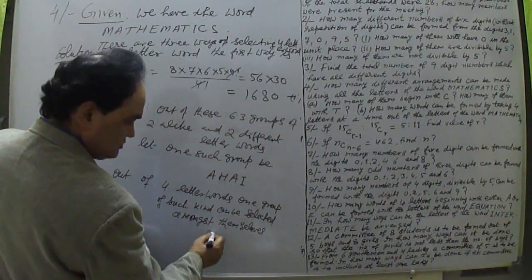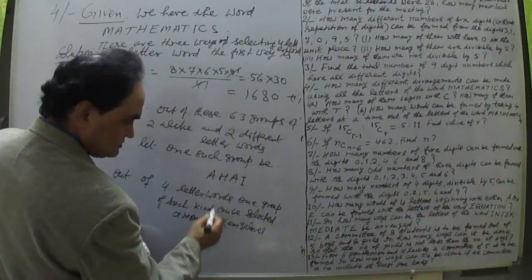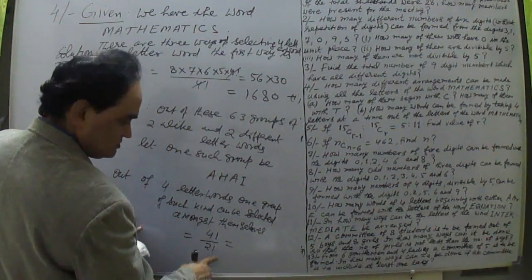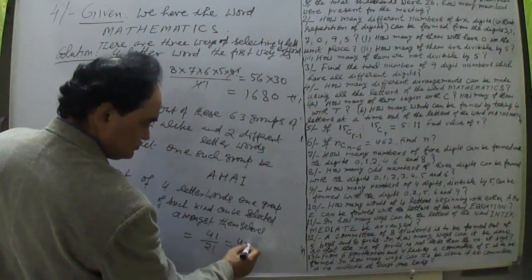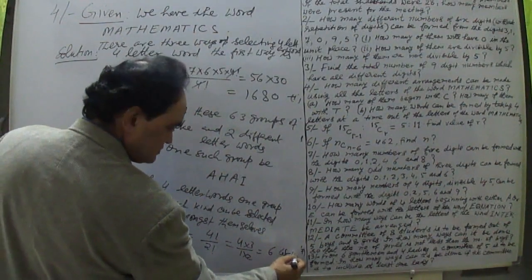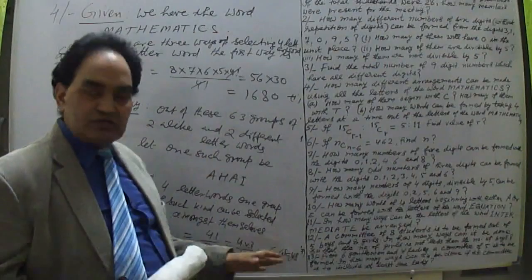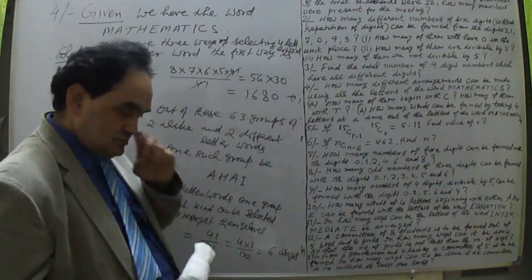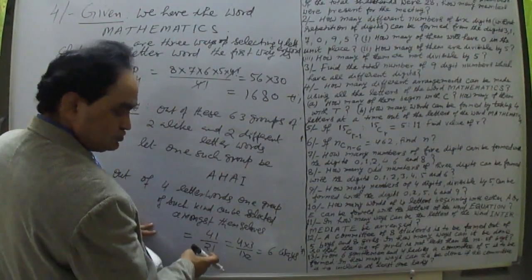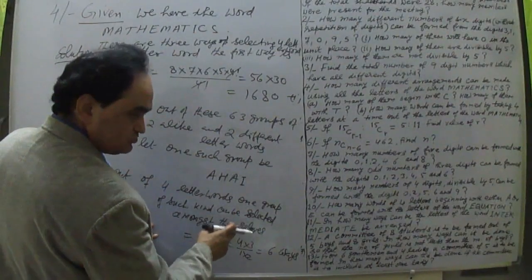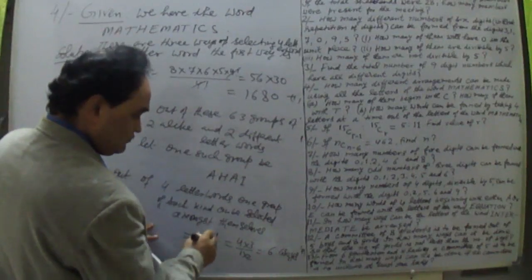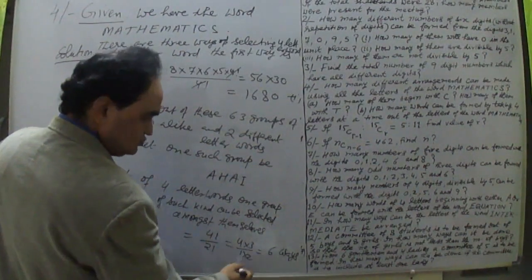So out of these 4 letter groups, because 2 letters are repeated, this is a repeated word. Okay, so how many words are there? This is 4 into 3 upon 1 into 2, that means 6 ways. So total 6 types of such groups can be selected. Put here 12 upon 2. Okay, this is 4 factorial upon 2 factorial. That means 4 into 3 upon 1 into 2.